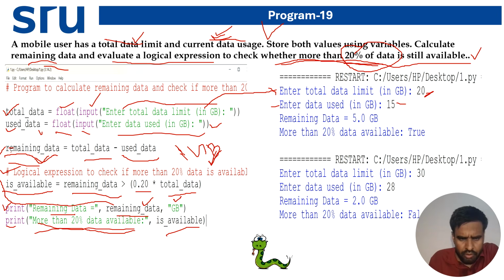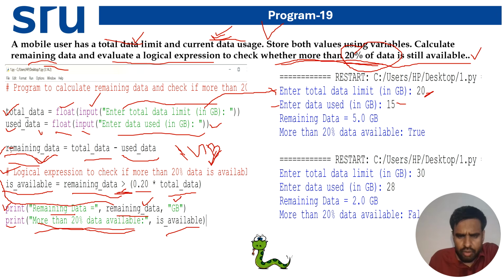Is available equal to remaining data greater than 0.20, this is 20% of the total data. If the condition is true, it will store the true value. If the condition is false, it will store the false value.